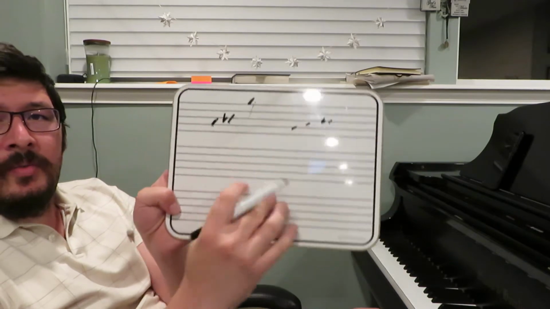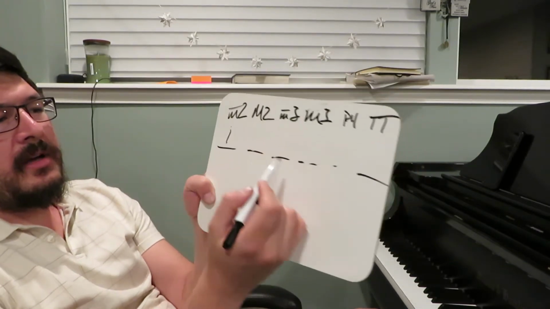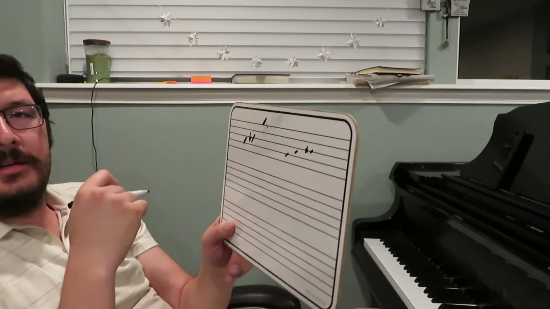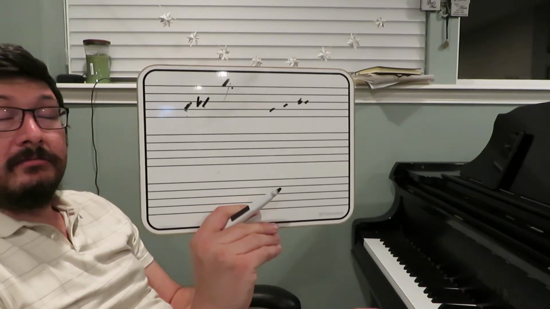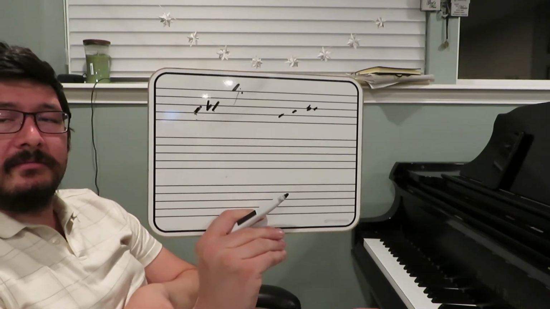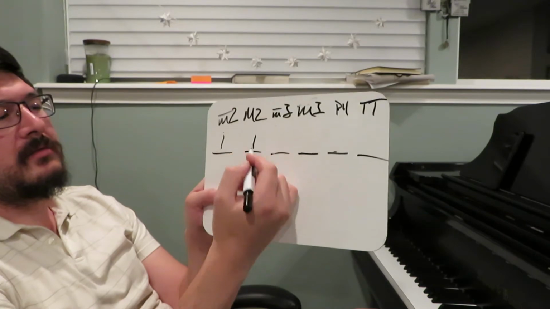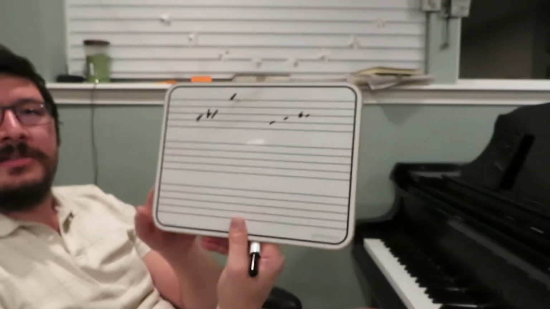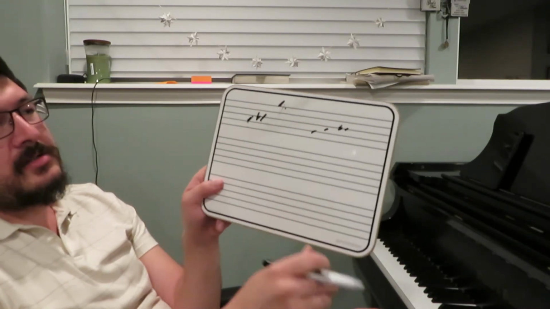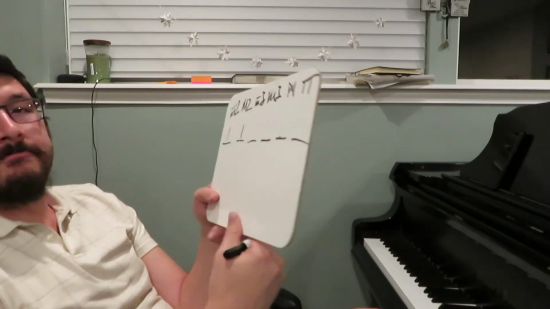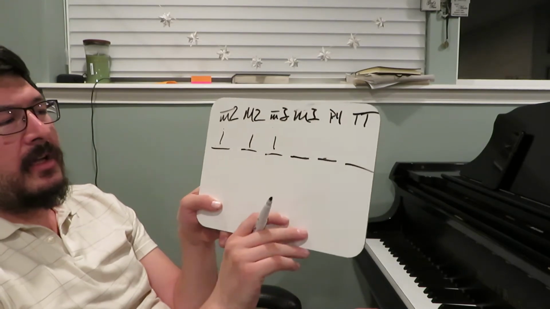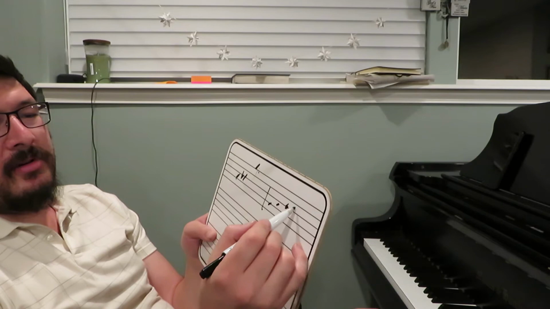A to B flat is what kind of an interval? It's a minor 2nd. Put a tally there. A to G is what kind of an interval? That's a minor 7th, right? Minor 7th inverts to what? Major 2nd. Now, B flat to G is what kind of interval? That's right, it's a major 6th. So a major 6th inverts to what? Minor 3rd, right?